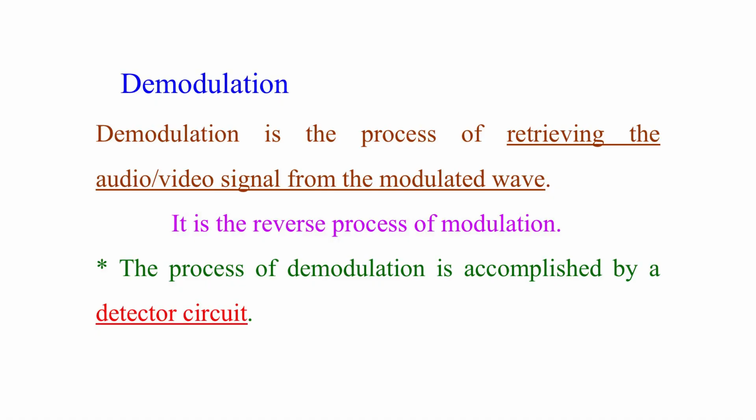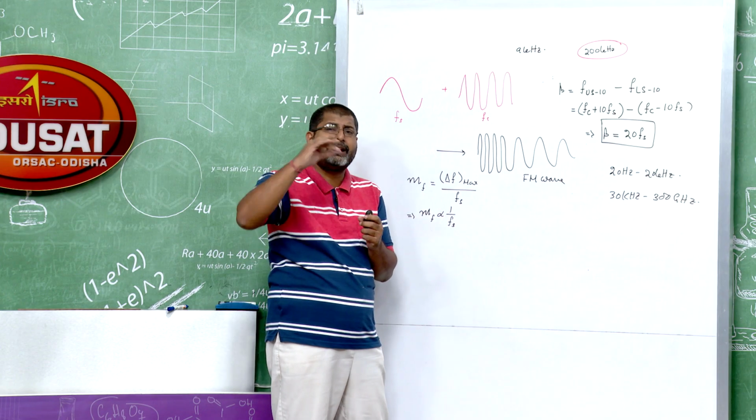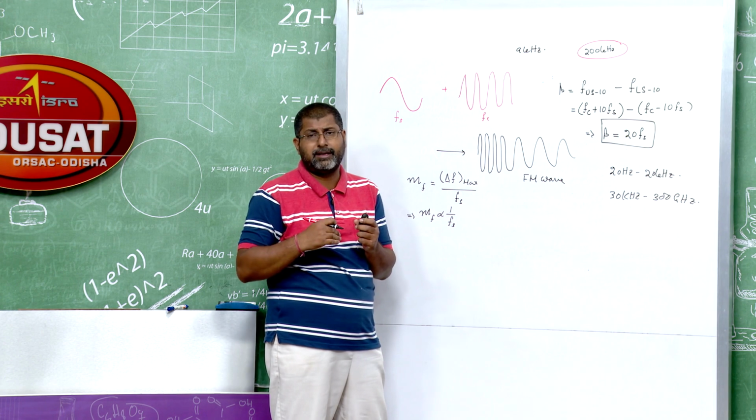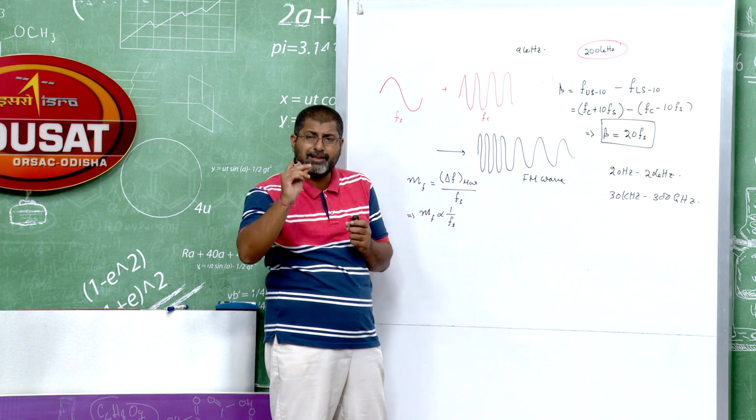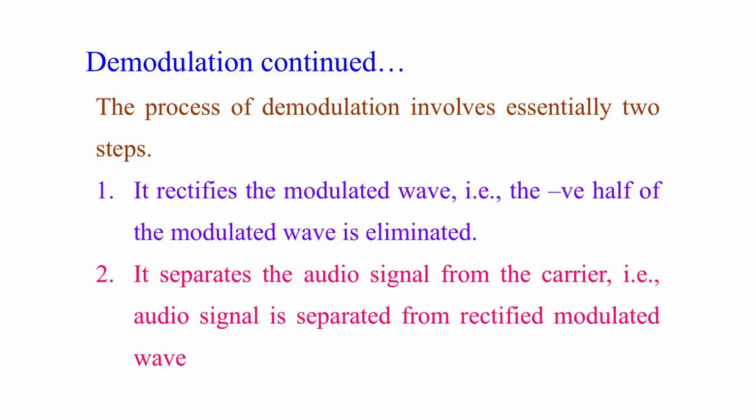So, it is first necessary to separate this audio signal or video signal from the high frequency carrier wave, and that process of separation of the signal wave from the carrier wave is called demodulation. Generally, demodulation is carried out in a detector circuit. This detector circuit, or demodulation of a signal, involves two necessary steps. In the first step, it rectifies the modulated wave, that is, the negative half of the modulated wave is eliminated, and secondly, it separates the audio signal from the carrier wave.